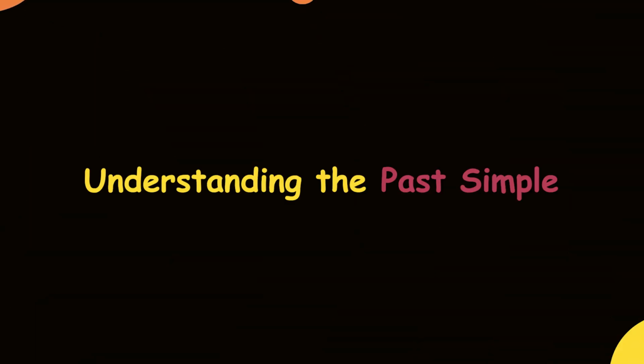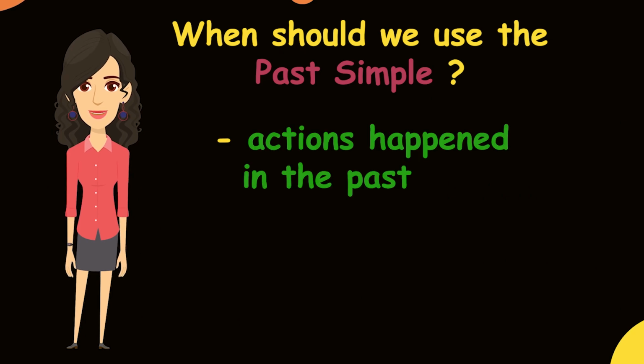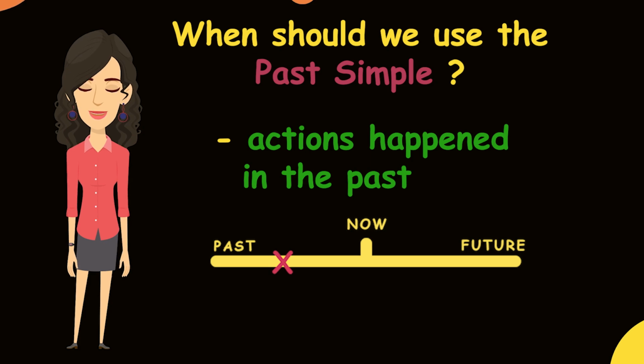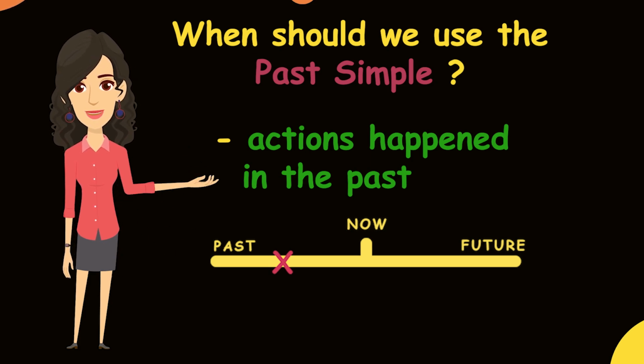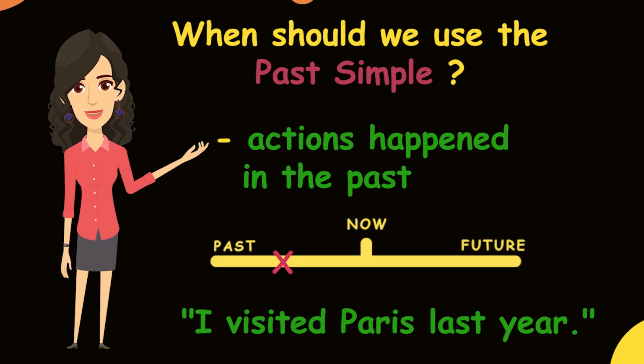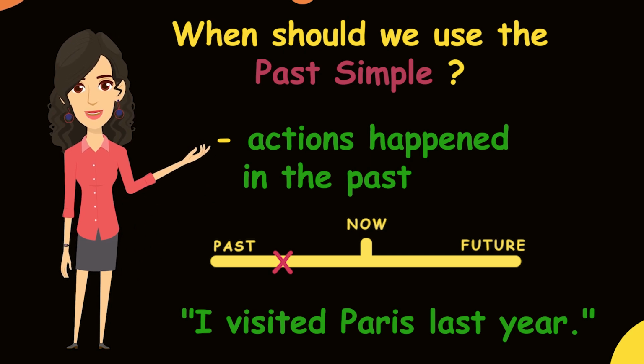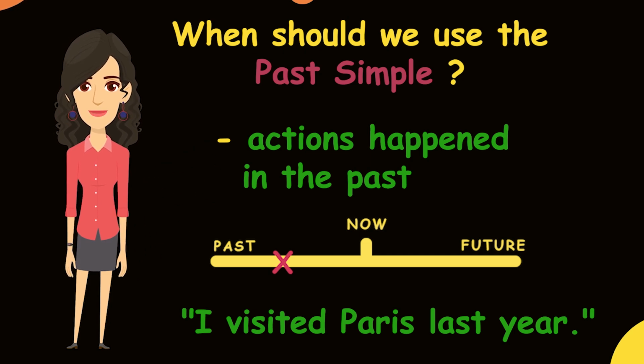Understanding the past simple tense. The past simple tense is used to describe actions and events that happened at a specific time in the past. It is a fundamental part of English grammar, helping us to tell stories and share experiences. Example: I visited Paris last year. This action happened in the past, and it's finished.